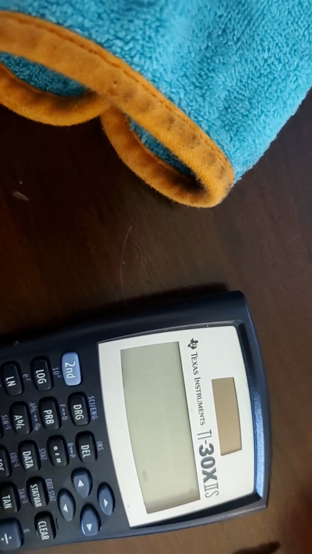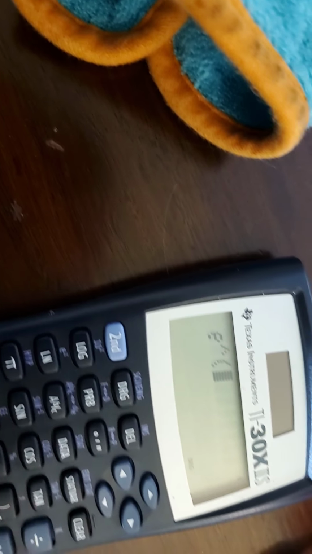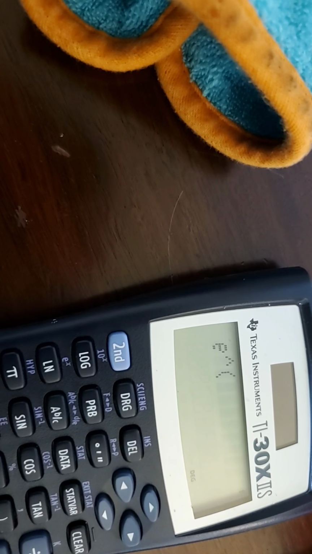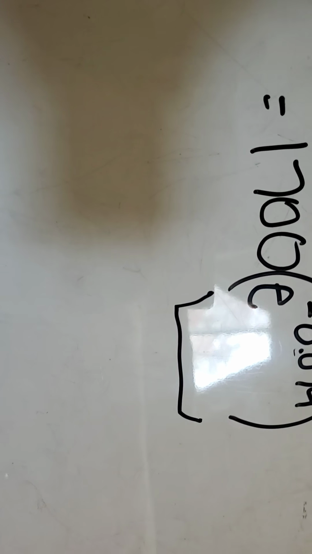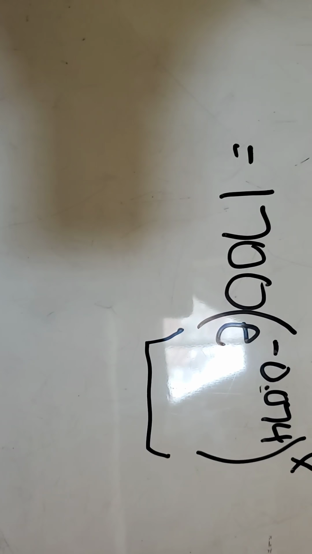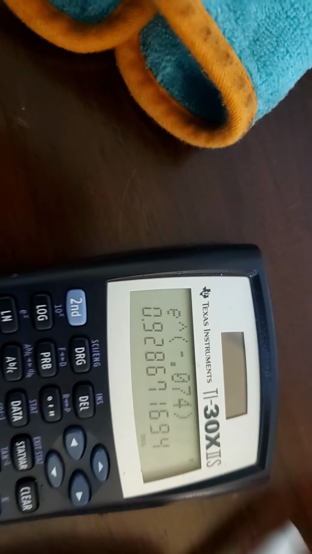All right, so I'm going to find it, and I think it's, if you can see, this purple right here. See that? Or is it blue? I have bad eyes, and I'm looking in a weird light. But there it is. I hit second, and then that blue, e to the x. Okay, so e to the what? E to the negative 0.074. There we go. And that gives me this number.